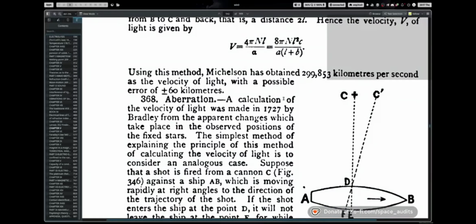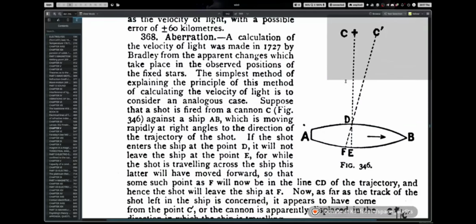Using this method, Michelson has obtained 299,853 kilometers per second as the velocity of light with a possible error of 60 kilometers per second. Okay. Well, it's possible he might have made a little teeny error, but we're sure that's exactly what that number is. That's why we put a 3 on the end.